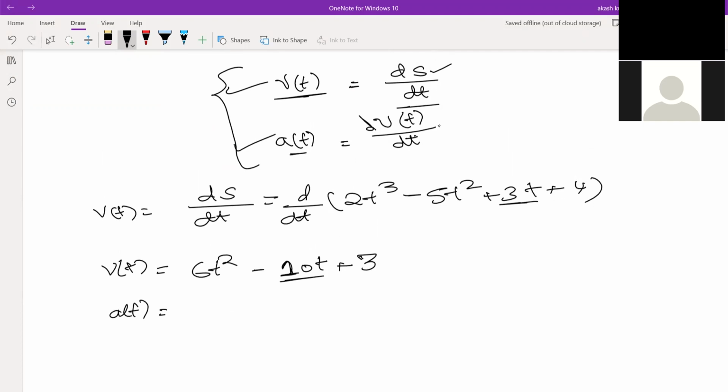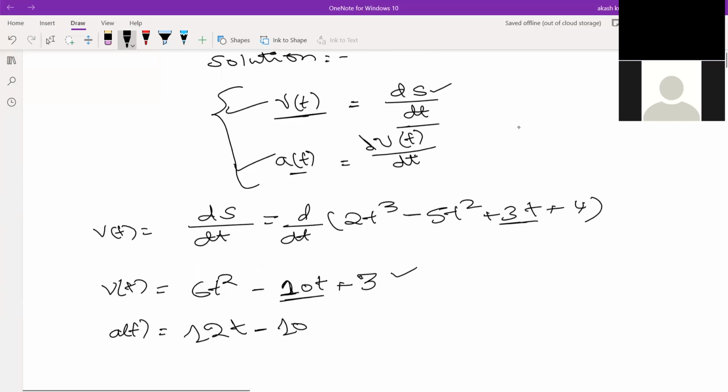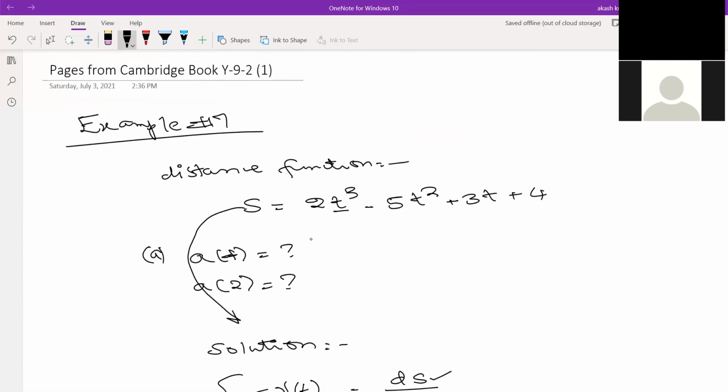If we differentiate the velocity function, it will be 12t minus 10, and then just 0. So part A is done, we have got a of t.